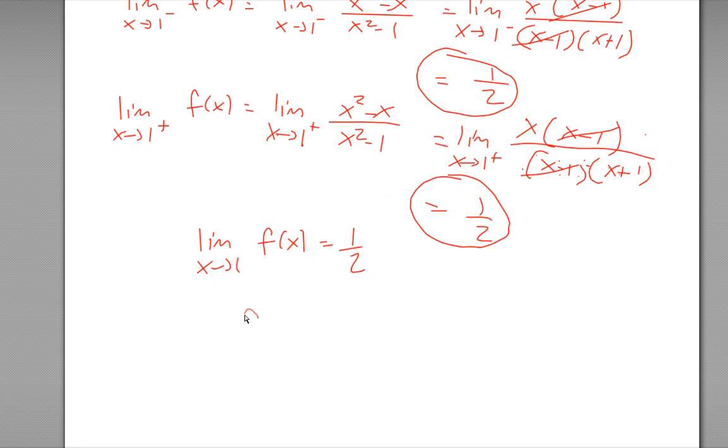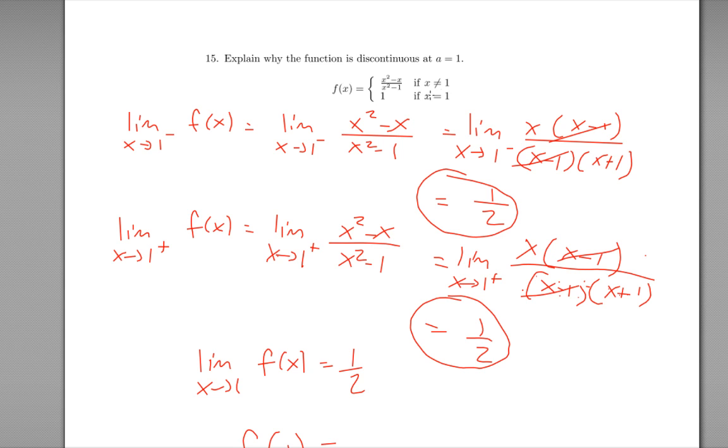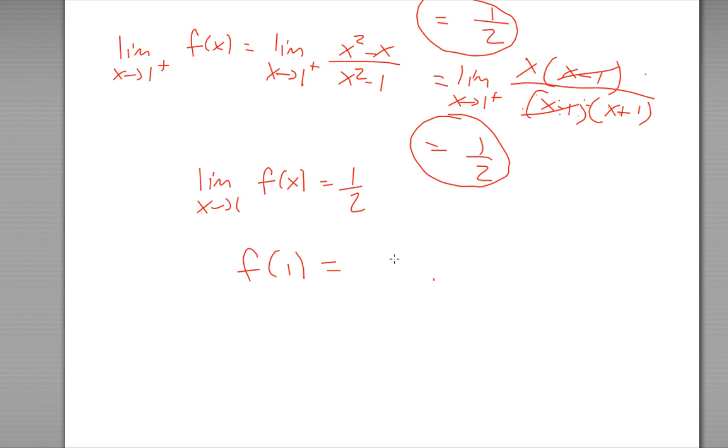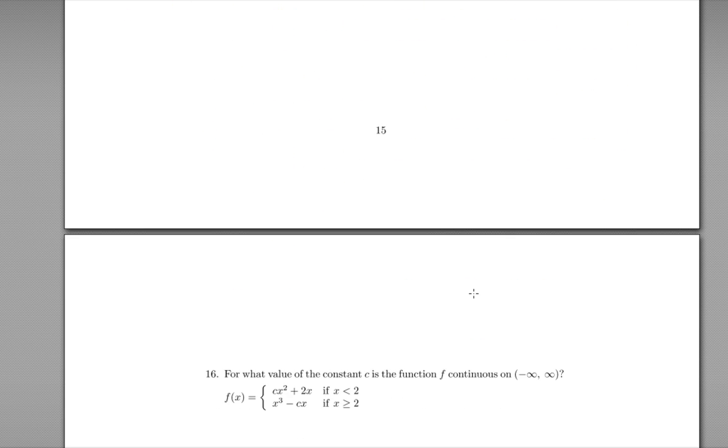However, the function at 1 is equal to, well, you go up here and it says whenever I have x equals 1, the value of my function is 1. So f at 1 is equal to 1. These things are not true. So therefore we conclude that f is discontinuous at x equals 1. Because the limit from the left and the limit from the right gave me a limit of 1/2, but the value of the function at 1 was actually equal to 1. So that's why it's discontinuous at x equals 1.